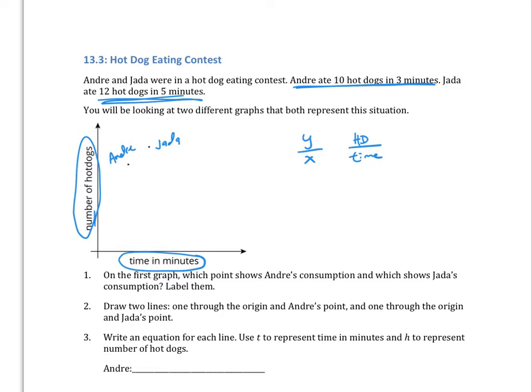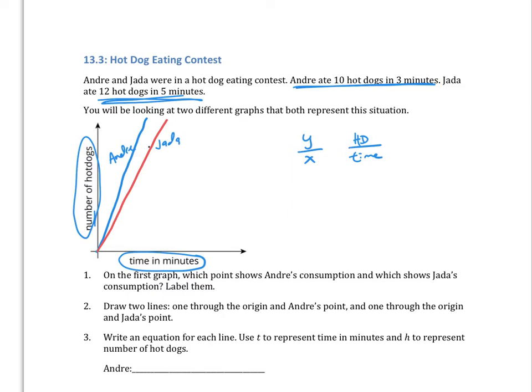Next, it asks us to draw two lines, one through the origin and Andre's point and one through the origin and Jada's point. So I'm going to go ahead and use blue for Andre and then switch to red for Jada. Next, it asks us to write an equation for each line.